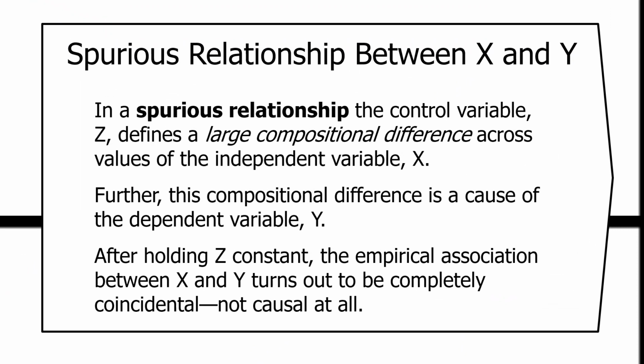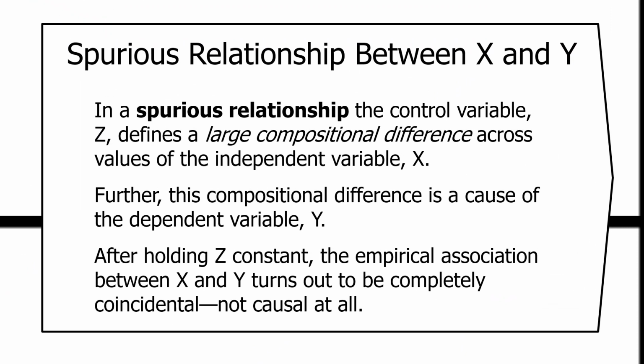So what happens then is, after holding Z constant, the empirical association between X and Y turns out to be completely coincidental. It's not causal at all. It was created again by Z varying out there, and we weren't controlling for Z. When we did, XY became 0.